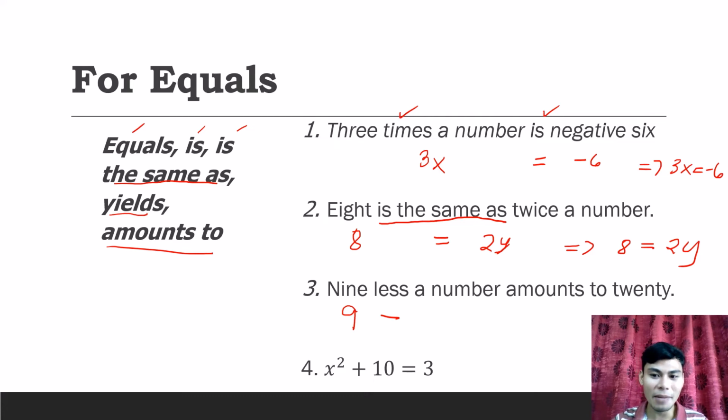Hindi natin alam ang number, so let's use letter B muna. Amounts. Just now, we know that amounts is just equal sign. So, 9 minus B equals 20. And that's it. Ganyan lang po ang pag-represent sa mathematics expression. Ganyan lang ka-basic, di ba? 9 less a number amounts to 20.